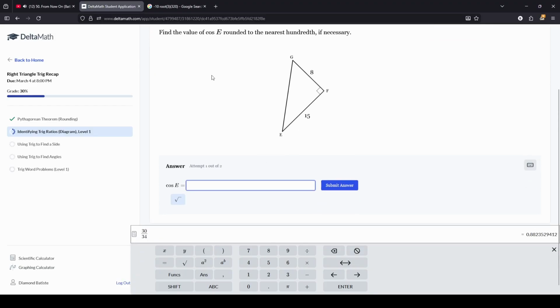Cosine E, which is on the top. So cosine is left and right this time. Alright, if that's like that, then we need to get the hypotenuse again.